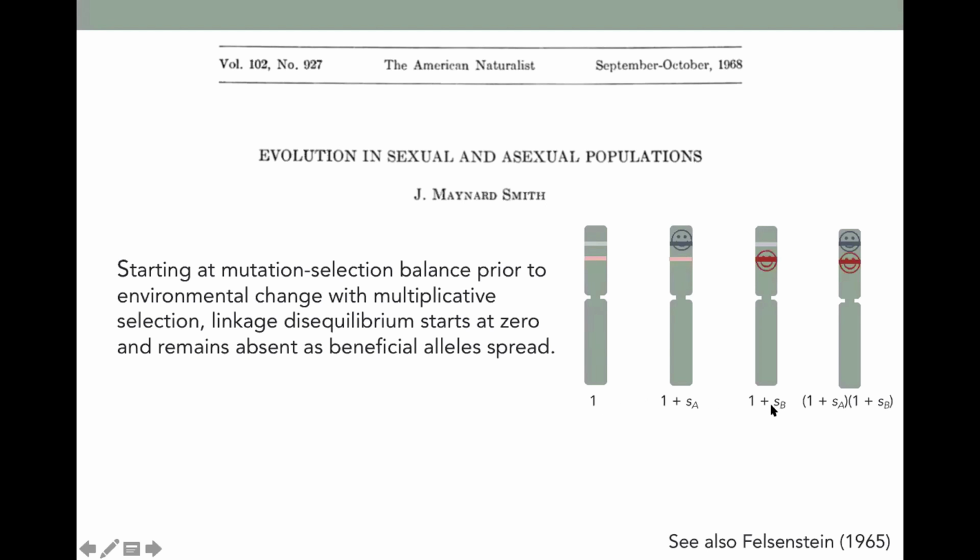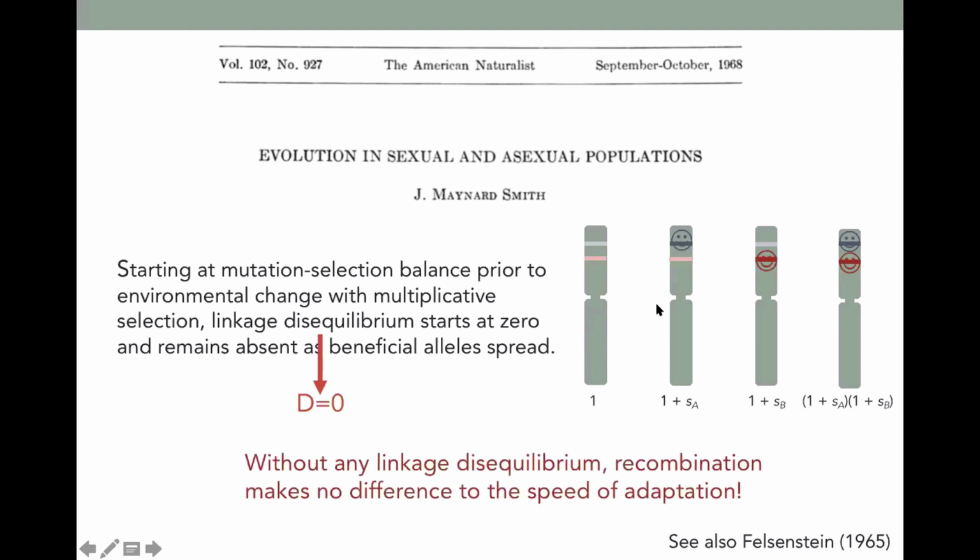He then demonstrated that if there are random associations, that is, no linkage disequilibrium to begin with, there never would be linkage disequilibrium during the spread of the beneficial alleles. D is 0 to start and it stays 0 with multiplicative interactions between the loci. And if the alleles are already randomized on the chromosomes within a population, recombination is going to make no difference to the speed of adaptation in this case.